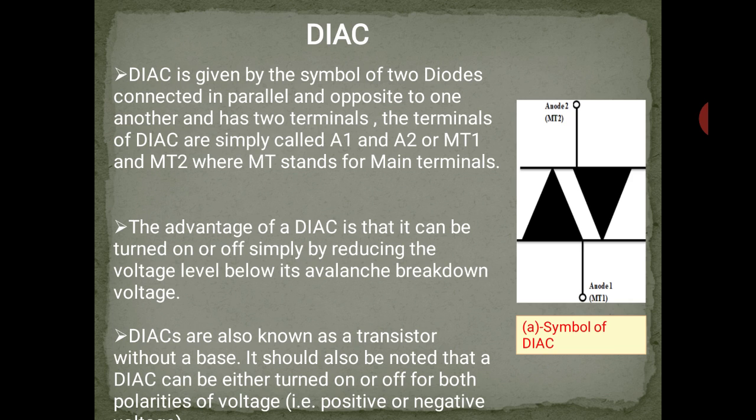Terminals of DIAC are simply called A1 and A2, or we can say MT1 and MT2, where MT stands for main terminals. The advantage of DIAC is that it can be turned on or off simply by reducing the voltage level below its avalanche breakdown voltage. DIACs are also known as a transistor without a base. It should also be noted that a DIAC can be turned on or off for both polarities, that is positive and negative.